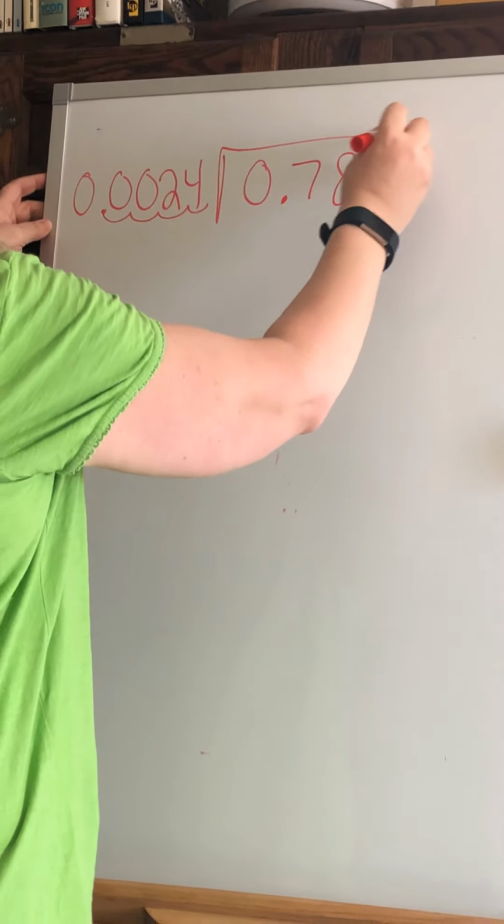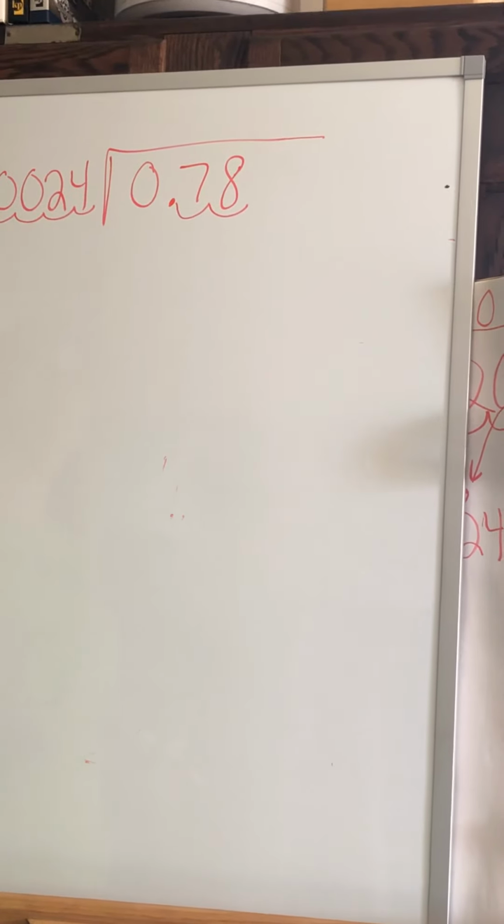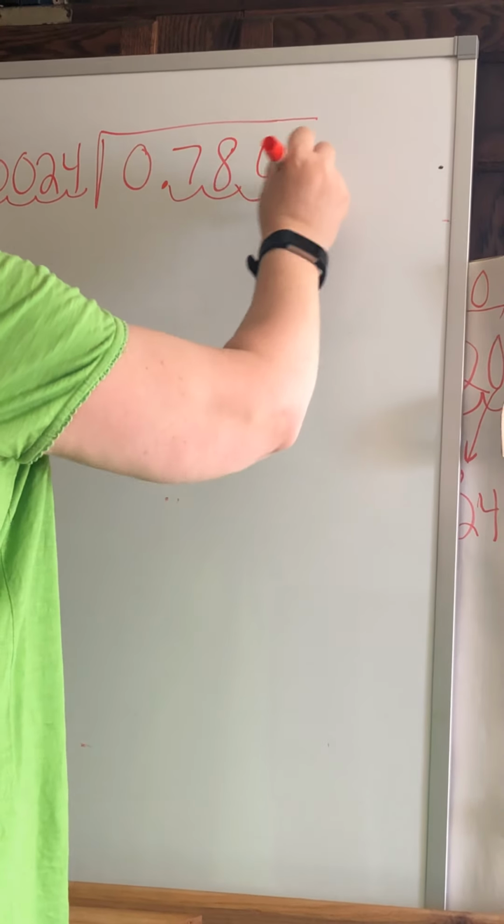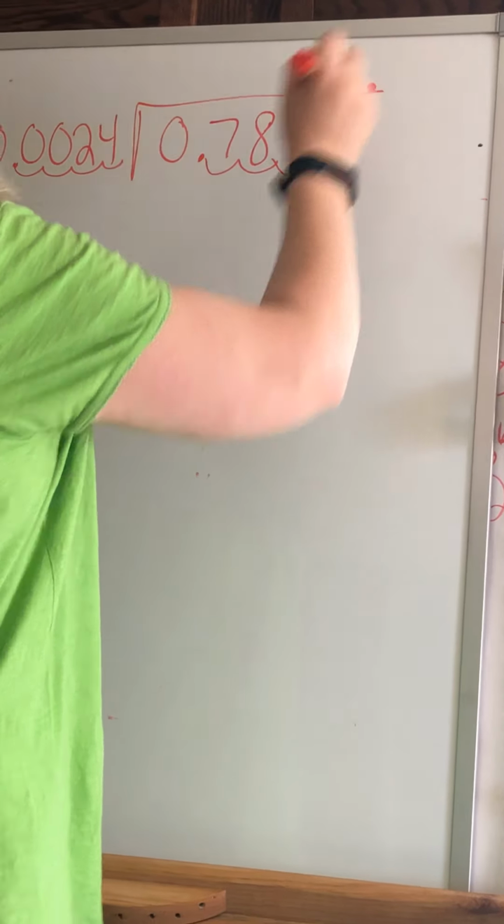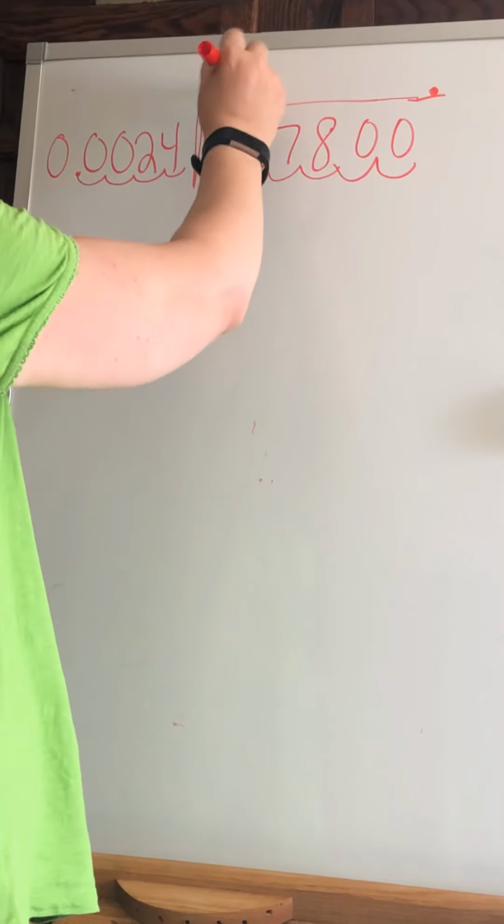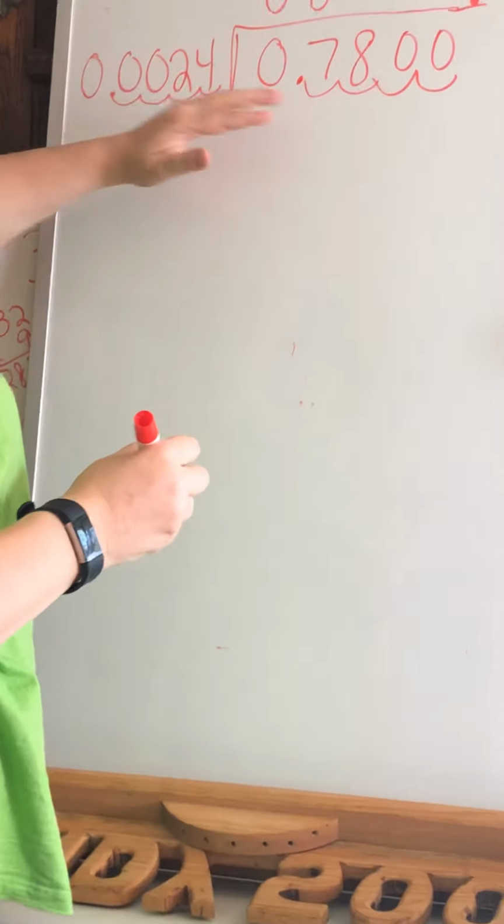Let's do the same over here. 1, 2. How many zeros am I going to have to move or put here? 2 more. 3 and 4. All right. Well, 24 can't go into 0. Put a 0. 24 can't go into 7. Put a 0. 24 goes into 78.